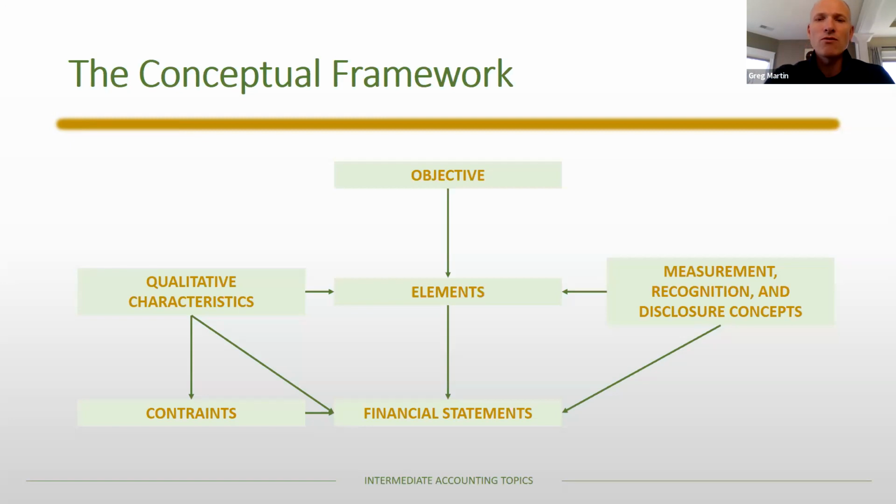Of course, the other things that inform the way we define our elements are the qualitative characteristics and also the measurement, recognition, and disclosure concepts that we use in financial accounting. Those 3 things together converge into defining our elements. The elements are in the middle because that's the central piece of the conceptual framework, the way that we've defined our main elements. Once we've defined those elements, with consideration to the qualitative characteristics, measurement, recognition, and disclosure, then we can create our financial statements, which is the output of the conceptual framework.